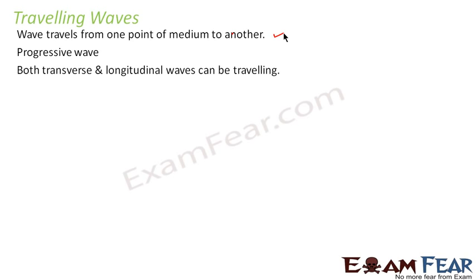As I also mentioned before, traveling waves are also known as progressive waves because they progress from one point to another. Both transverse and longitudinal waves can be traveling. So both transverse waves as well as longitudinal waves can be considered as traveling waves, because in both we see that the wave moves from one point to another. So the wave propagates from one point to another. We can see a displacement along the horizontal direction. So we say that they can be classified as traveling waves.